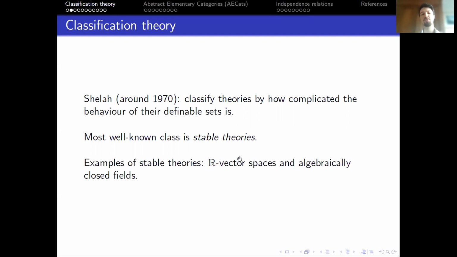For example, in vector spaces, the definable sets are really easy to understand. They're either finite sets of points or translates of linear subspaces or Boolean combinations of those things.